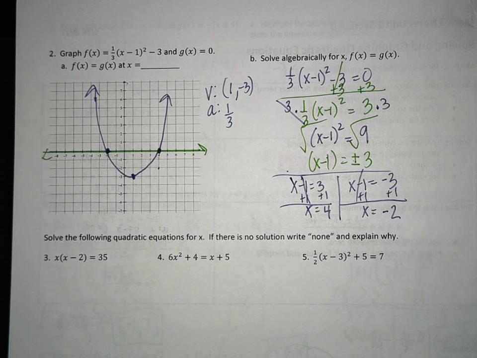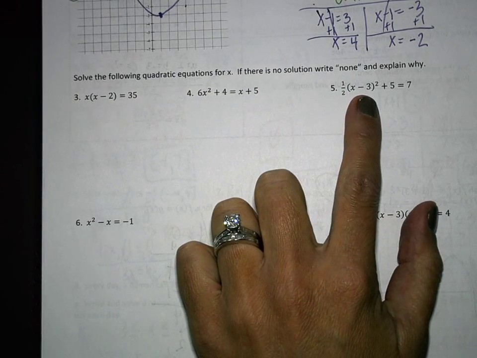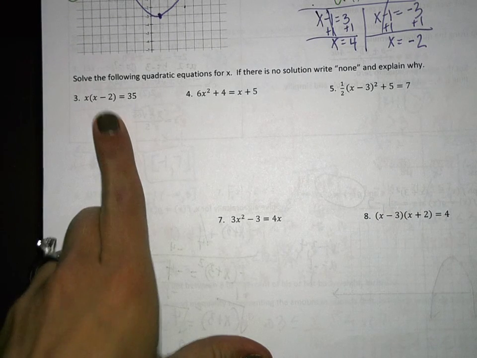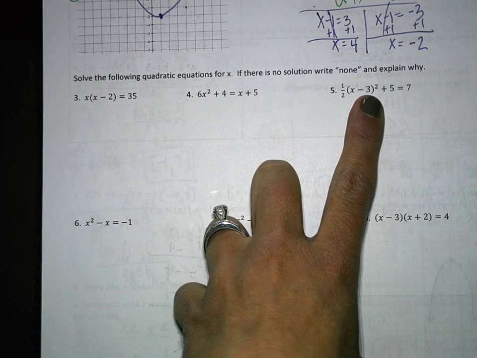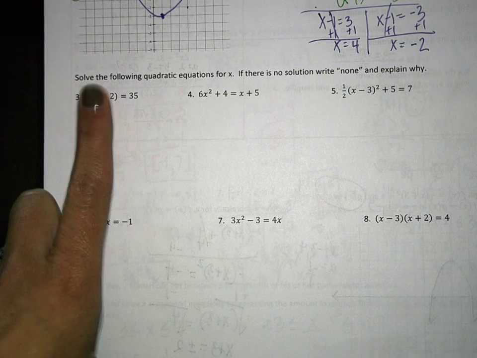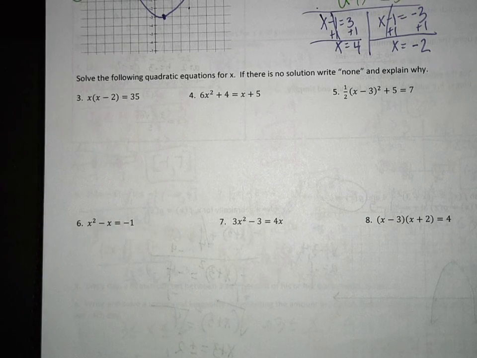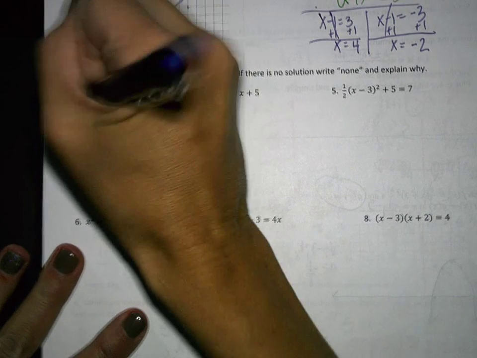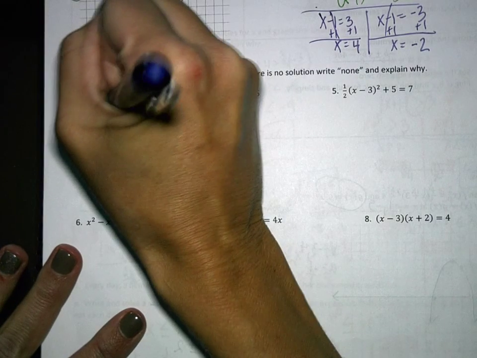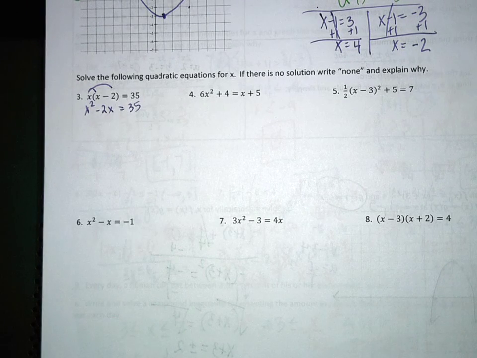All right, are you guys ready to do just the algebra? Okay, so notice the difference between this one right here and this one right here. Do we see how this one has a square and does this one have a square? No. So what do you think I'm going to have to do to this one? Distribute. Very good. So we're going to distribute. We get x squared minus 2x equals 35. And what will I need to do next?